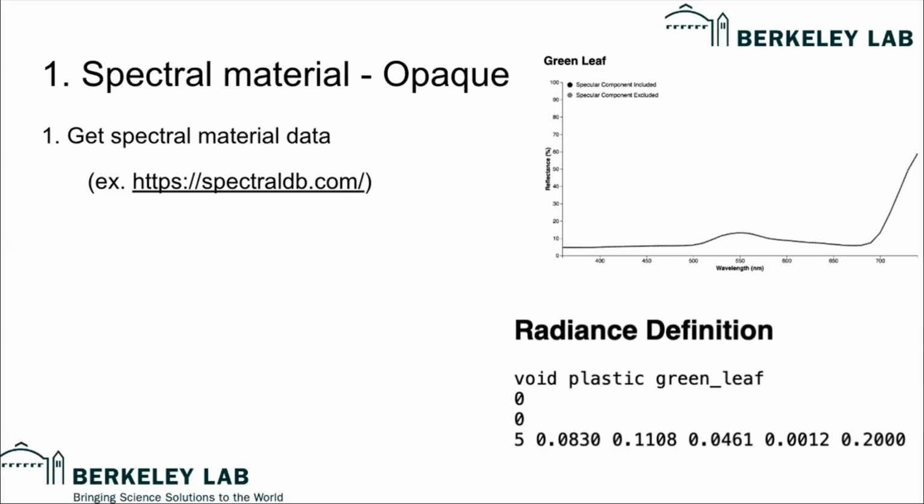So first of all, how you will model a spectral material that is opaque. First, you can download spectral material data from the spectral database that Austin built. On the right, you're seeing what the website will be showing you. This plot is showing you the spectral reflectance of a green leaf material, and you will download it. On the website, they also have a Radiance definition, just a simple plastic primitive.